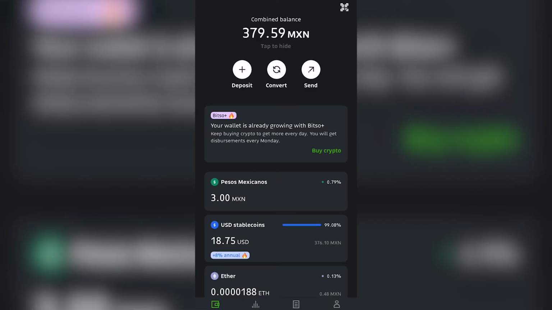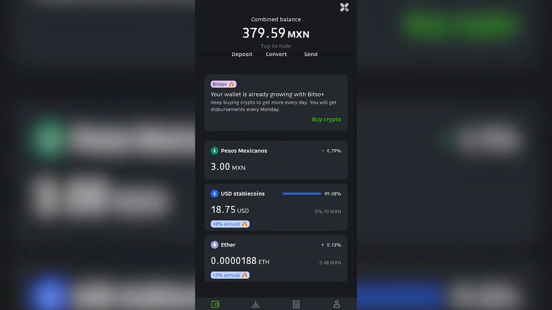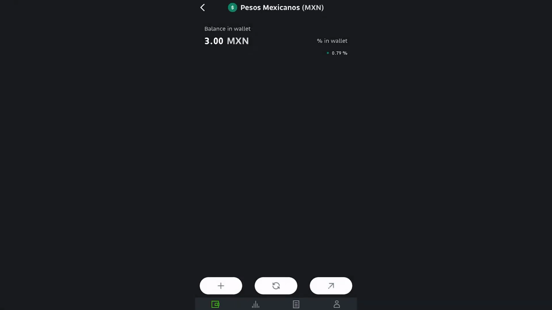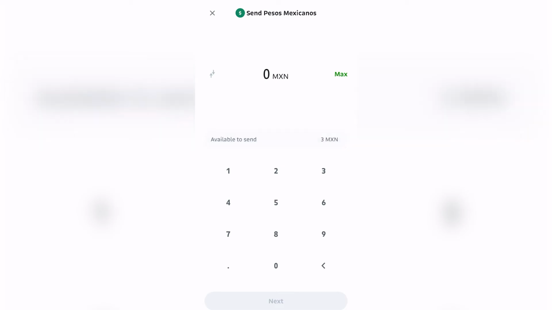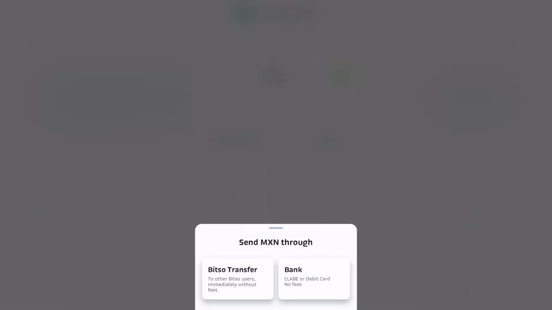And here in Bitso, I just need to transfer my tokens and convert those into the currency that my bank allows. In my case, it's MXN. And lastly, I need to go into send, the maximum amount, go into next, and I can send that directly into my bank. So that's the way I do this. That's the way I can make this a little bit faster.